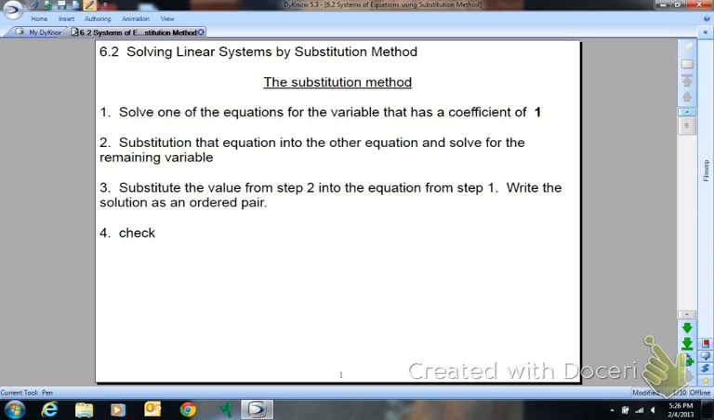Okay, section 6.2 is solving linear systems by the substitution method. Here are the 4 steps for solving the substitution method.